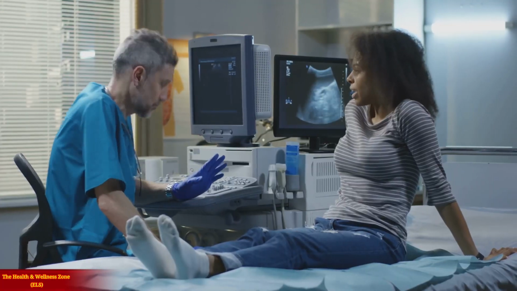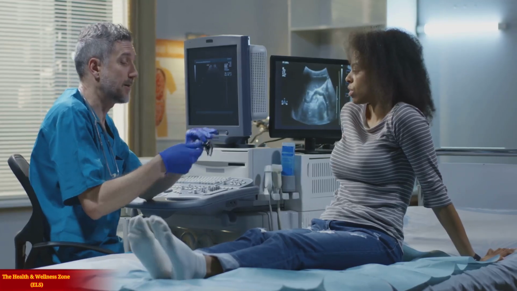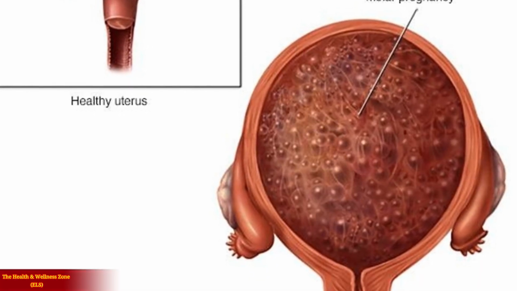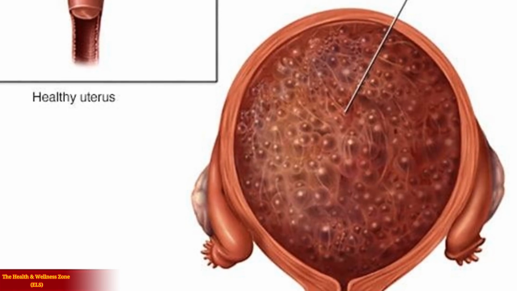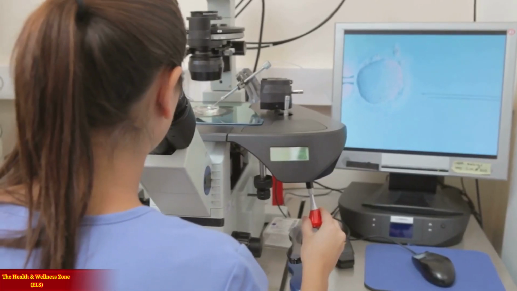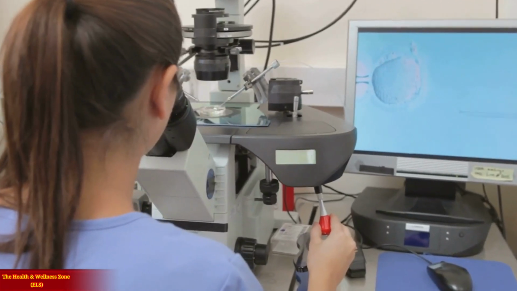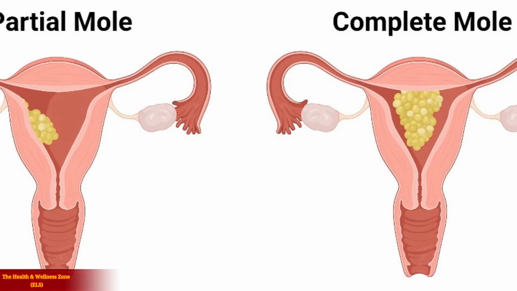In a molar pregnancy, something goes wrong during this process. The chromosomes don't combine correctly, leading to the development of an abnormal growth instead of a healthy embryo. This can be due to problems with the egg or the sperm, and the exact reasons why it happens are still not fully understood.